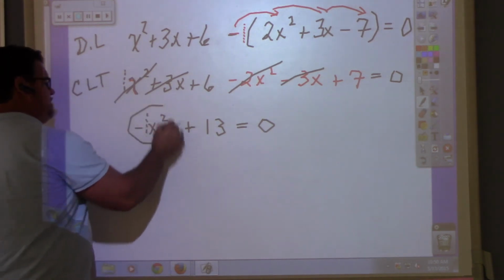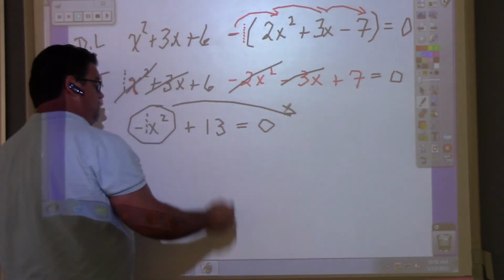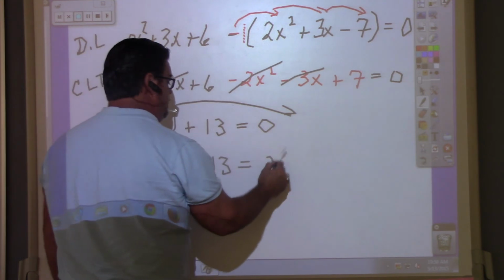Now I'm going to bring this x squared across the river. And that'll give 13 is equal to x squared.